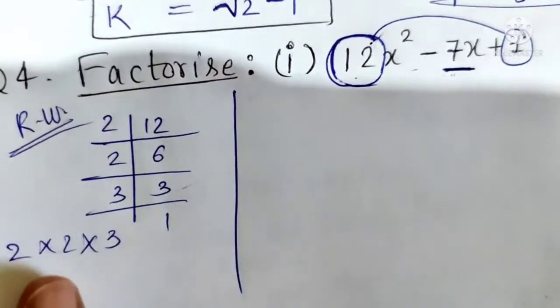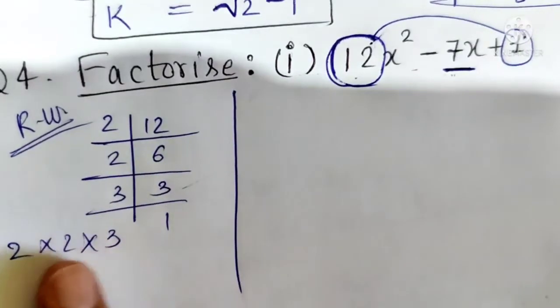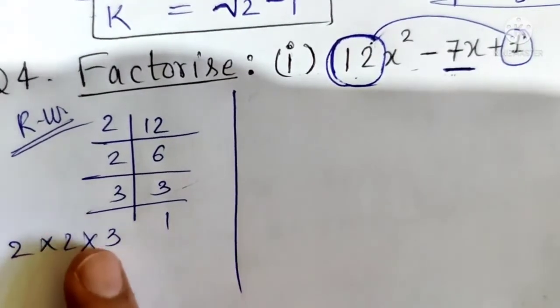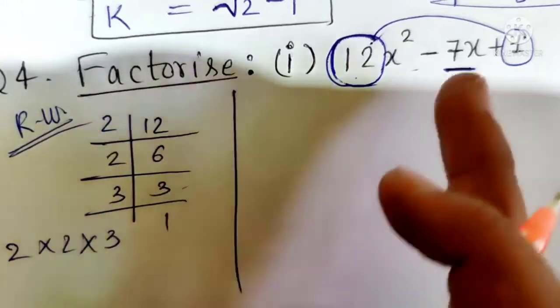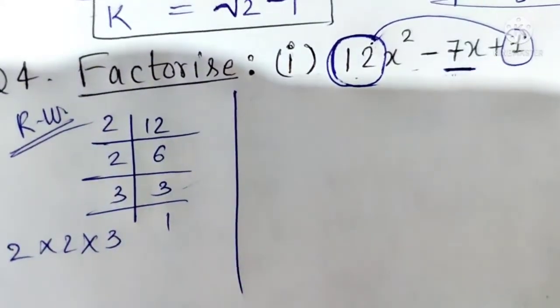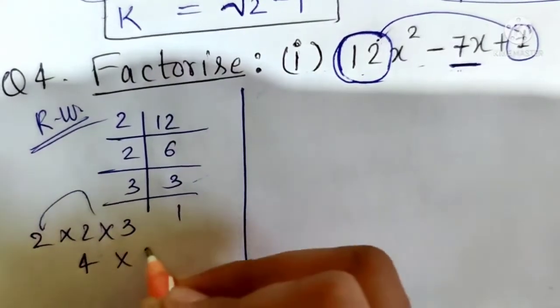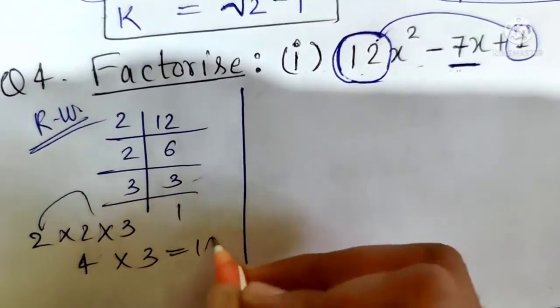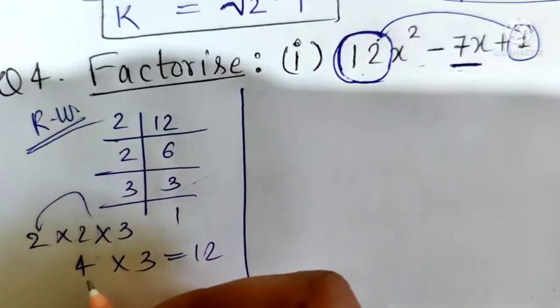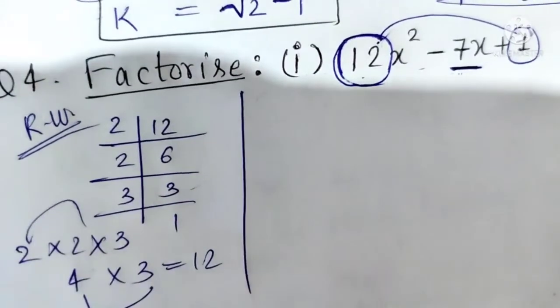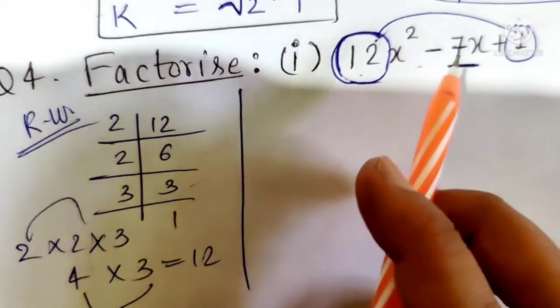Now we have to form them into two numbers. Right now these are three numbers. We have to form them into two numbers so that their sum or difference should come 7x. Now 2 2s are 4. So 4 and 3. 4 3s are 12. Okay, 12 is coming, the multiplication. But 4 and 3, add them. How much will it be? 4 plus 3 is 7. Yes, 7 is coming and we need 7 only.